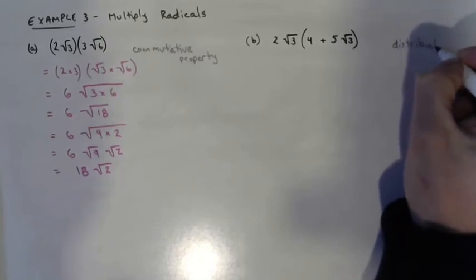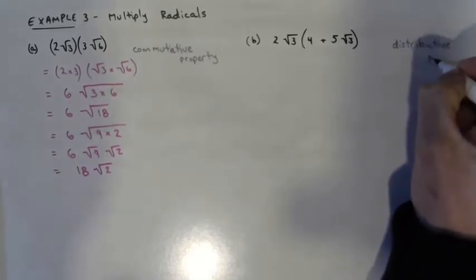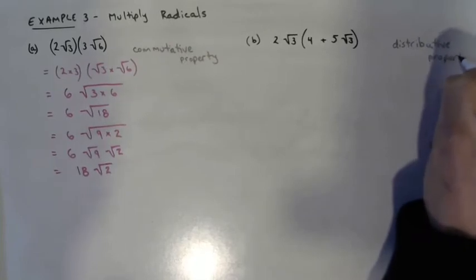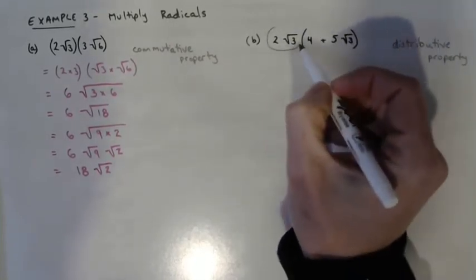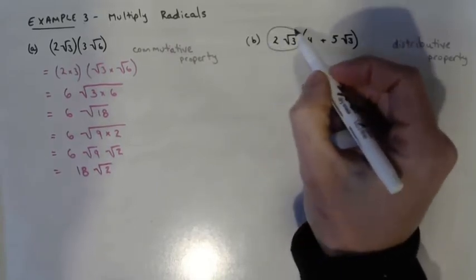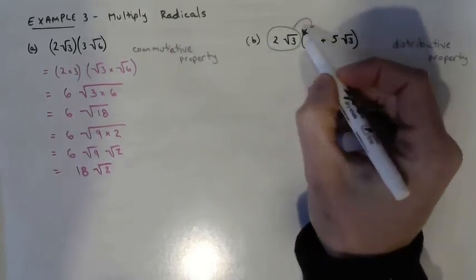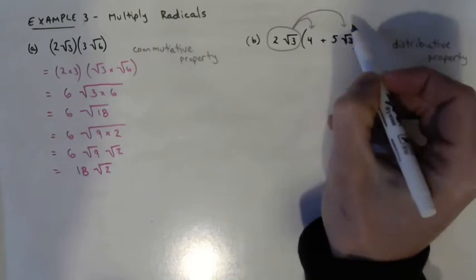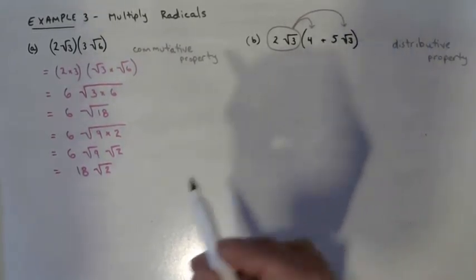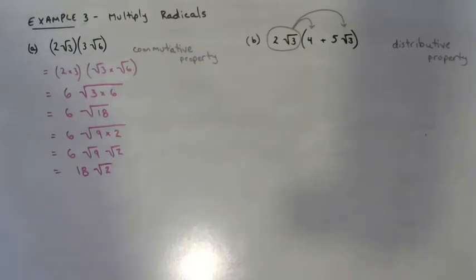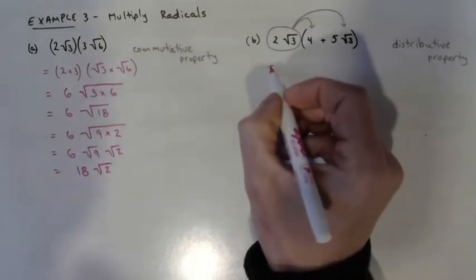Distributive property. Well, what does the distributive property say? Well, it says that this factor needs to be multiplied by that term, and by this term, and by this term. This guy in the brackets here is a binomial. Alrighty then, let's carry on.